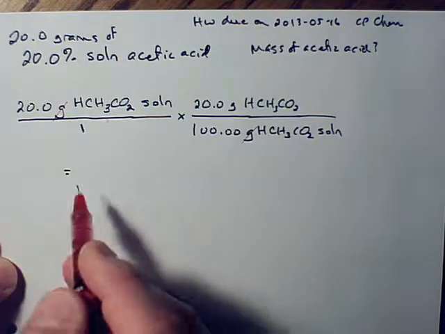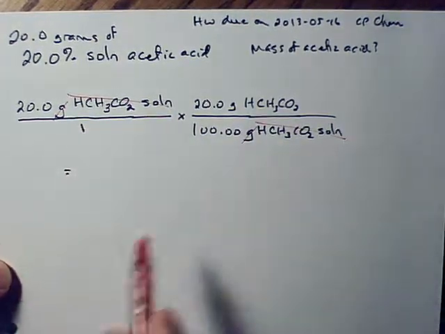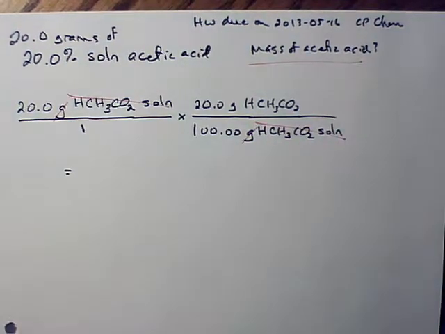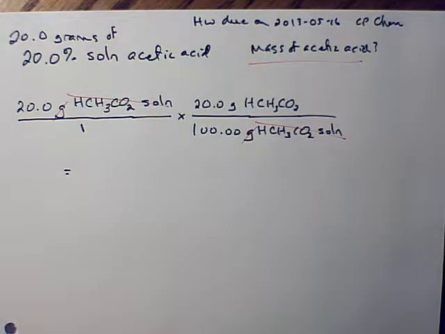Grams can be canceled out. Acetic acid solution can be canceled out. We have grams of acetic acid, and that's what it's asking us for. The mass of acetic acid is what the question asks for. Grams do measure mass.